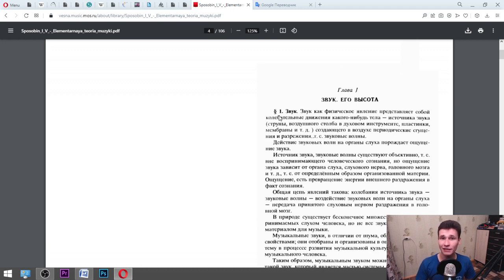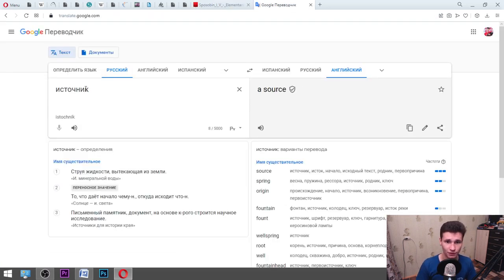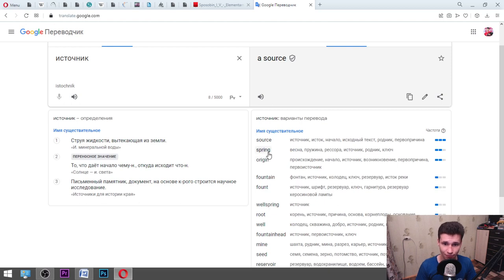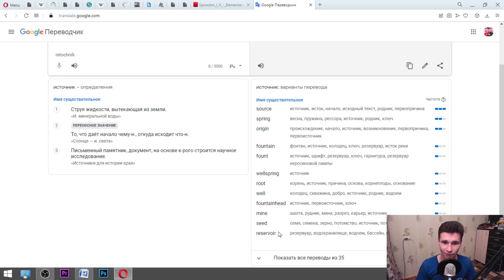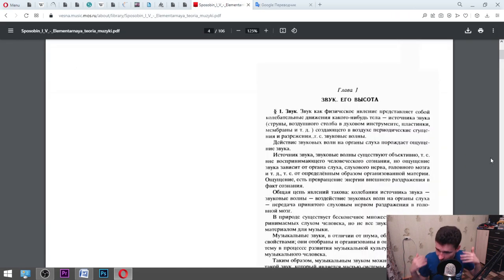Колебательные means kind of oscillography, vibrations, movements, motions, actions of some objects, тело. Тело means body, but here it is an object. Какого-нибудь doesn't mean what's the, it is non-determination. Some objects. And what's the object? It is the источник звука, the creator of the sound. Source, spring, origin, fountain, font, root, well, mind, seed. It means the main creator of the sound.